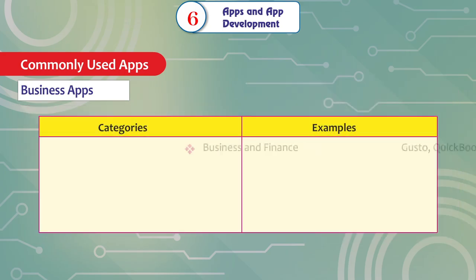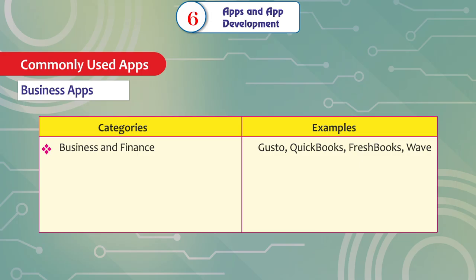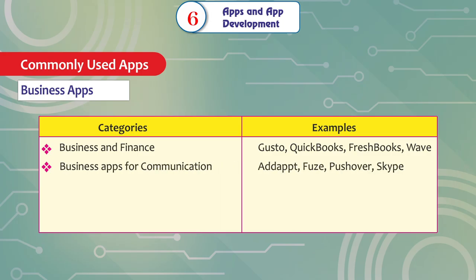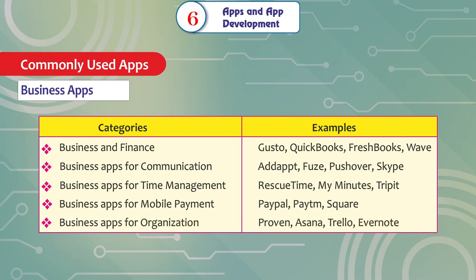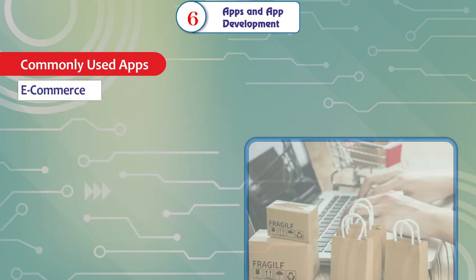Categories and examples: business and finance, Gusto, QuickBooks, FreshBooks, Wave. Business apps for communication, AdApt, Fuse, Pushover, Skype. Business apps for time management, Rescue Time, My Minutes, TripIt. Business apps for mobile payment, PayPal, Paytm, Square. Business apps for organization.